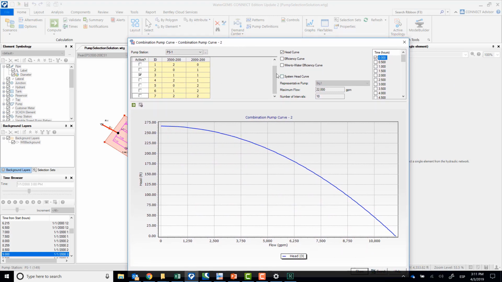Okay, so the pump curve is basically adding up the two pump curves that we gave it, and the system head curve at that intersection point is how we come up with that operating point.